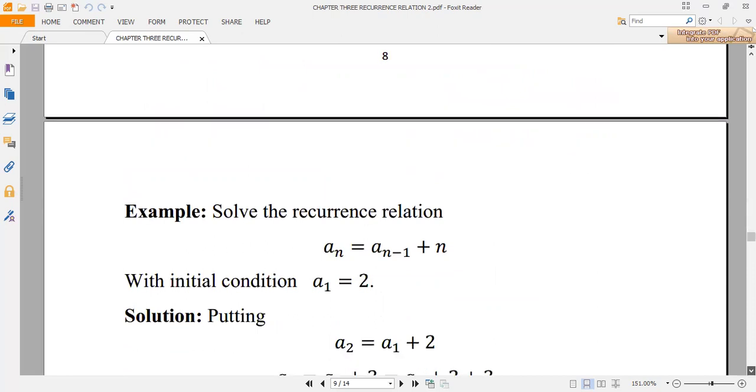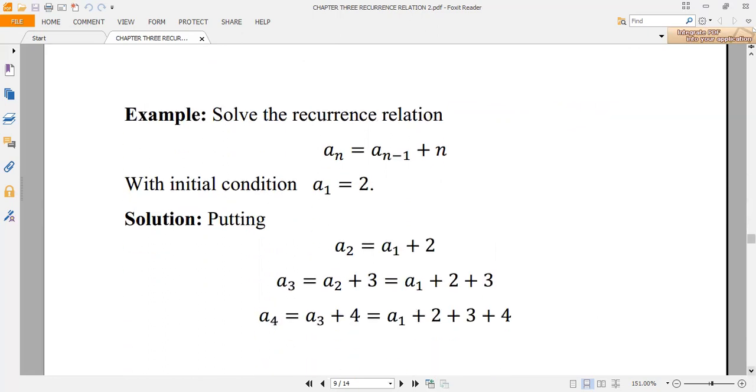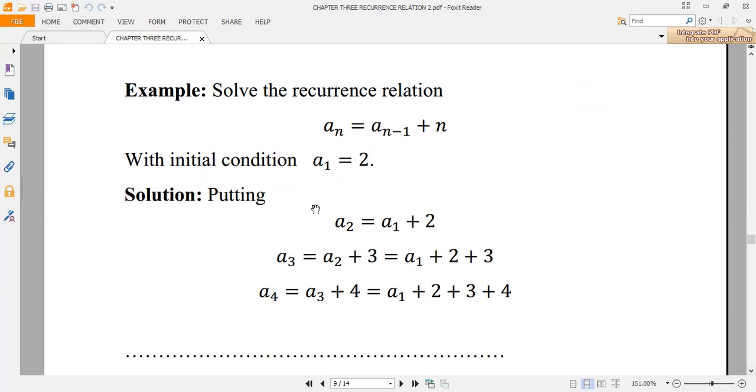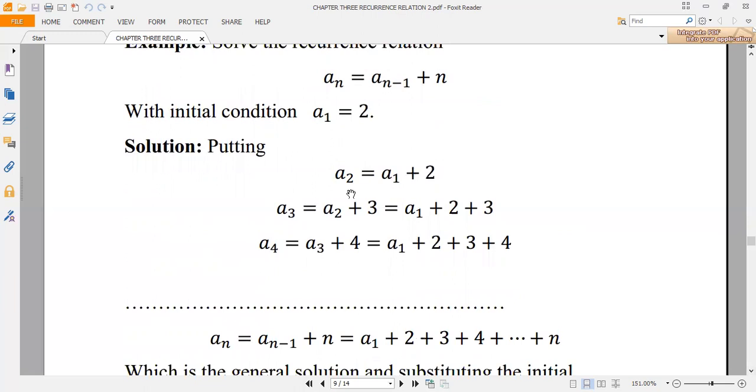Solve the recurrence relation an equals an minus 1 plus n, with the initial condition a1 equals 2. Similarly, substituting n equal to 1, 2, 3 up to n, we will get the closed form solution for this recurrence relation. When n is equal to 2, a2 is equal to a1 plus 2. When n is equal to 3, a3 is a2 plus 3, but a2 is a1 plus 2, so it is a1 plus 2 plus 3.